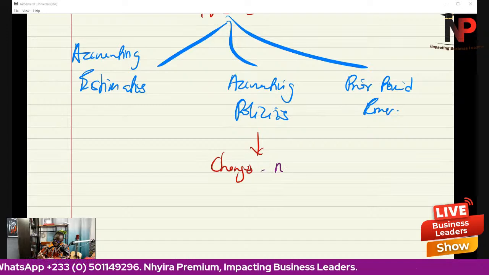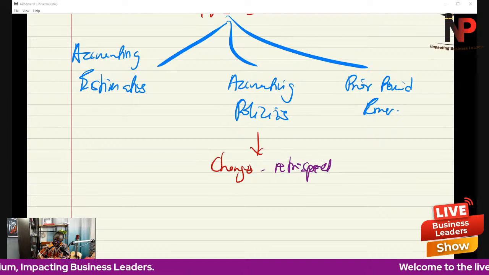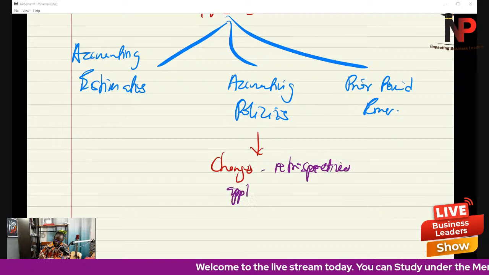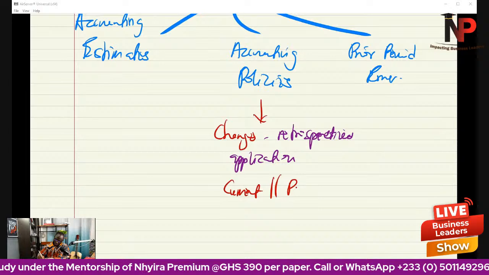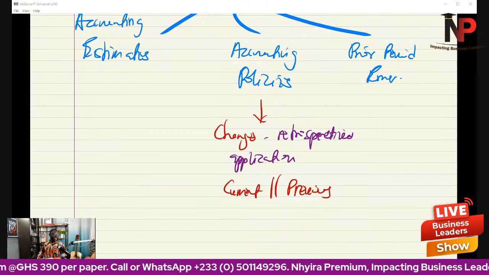Okay, retrospective application. Now, when we say retrospective application, what is that? It means that the change will affect the current year financial statement and, for comparative purposes, the previous year financial statement as well. In other words, you apply the standard as though it's been there all this while.